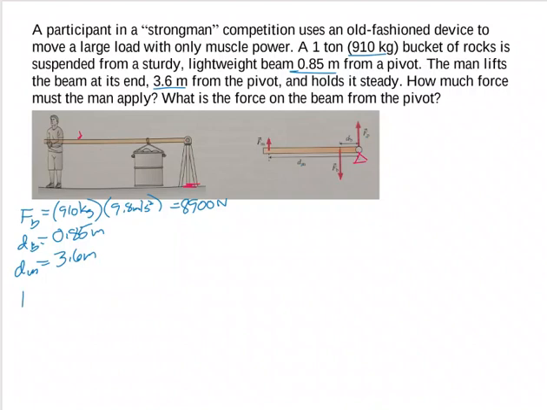So what are we looking for? What is the force that the man must apply? So that's the force of the man. We don't know. And also, what is the force on the beam from the pivot? That's the force of the pivot. Okay, so that's F sub P. I just wrote a B. I need a P. Equals, we don't know.